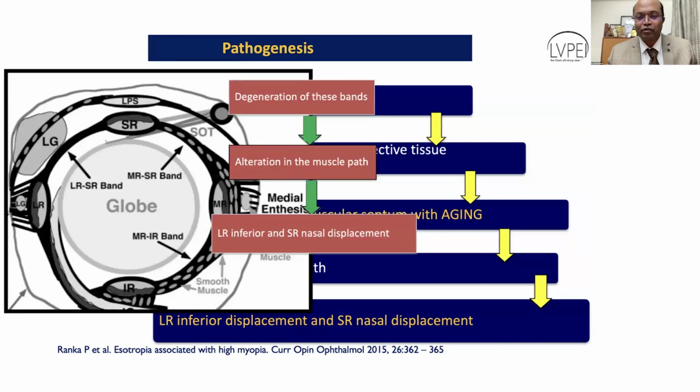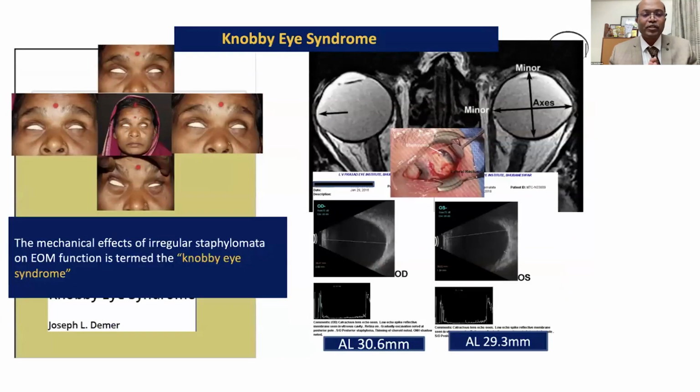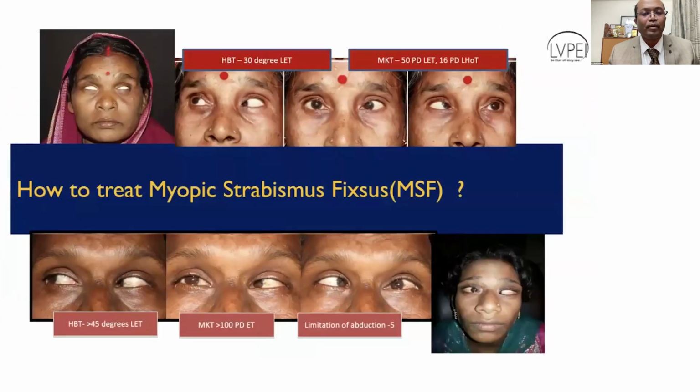So, to summarize, it's a degeneration of this band that alters the muscle path, and that leads to myopic strabismus fixus. There is one more entity, very elegantly defined by Dr. Demer, called knobby eye syndrome, where there is no axial elongation but rather equatorial elongation, and that also can have strabismus, where the eyeballs start sinking into the orbit, as you can appreciate in this photograph. So how to treat myopic strabismus fixus?